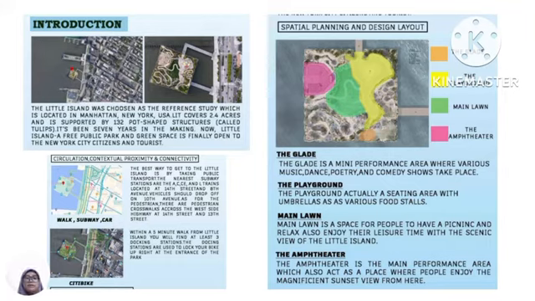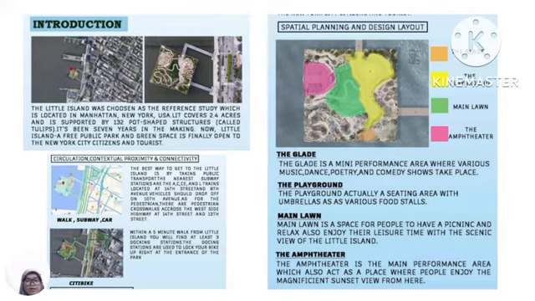And the next is special planning and design layout. The space that they use has four areas for the visitors and also for the citizens. First is the Glen. The Glen is a mini performance area where various music, dance, poetry, and comedy shows take place. The second one is the playground. Actually, it's not a playground, but a plaza with a city area, with umbrellas and also various food stores.